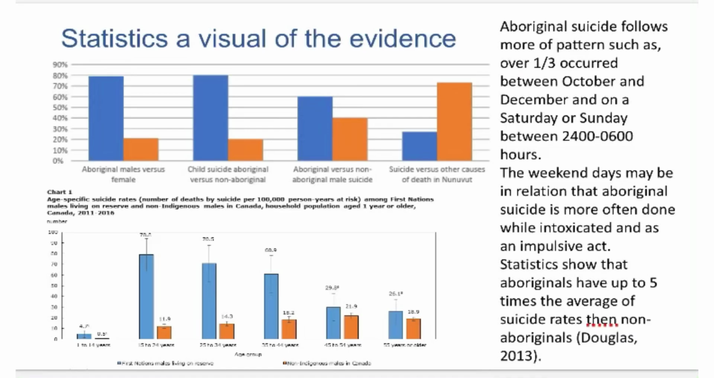Aboriginal suicide follows a pattern, such as over 1/3 occurred between October and December, and on a Saturday or Sunday between 2400 hours and 6 in the morning. The weekend days may be in relation to the fact that Aboriginal suicide is more often done while intoxicated and as an impulsive act. Statistics show that Aboriginals have up to 5 times the average suicide rates of non-Aboriginals.